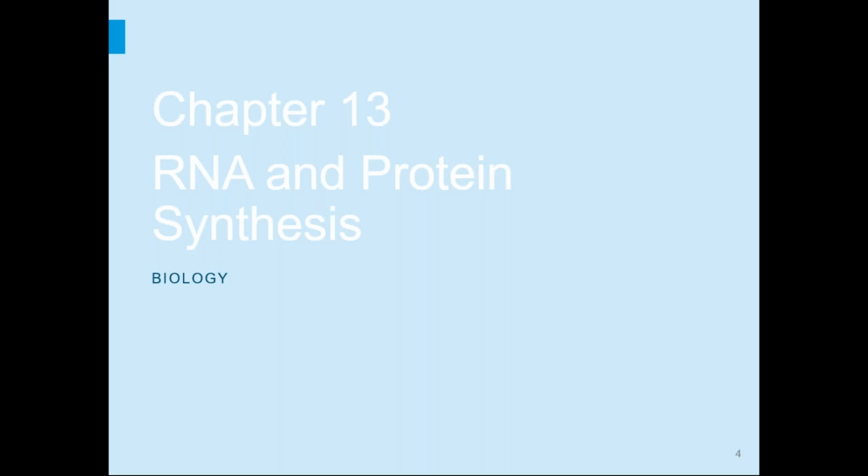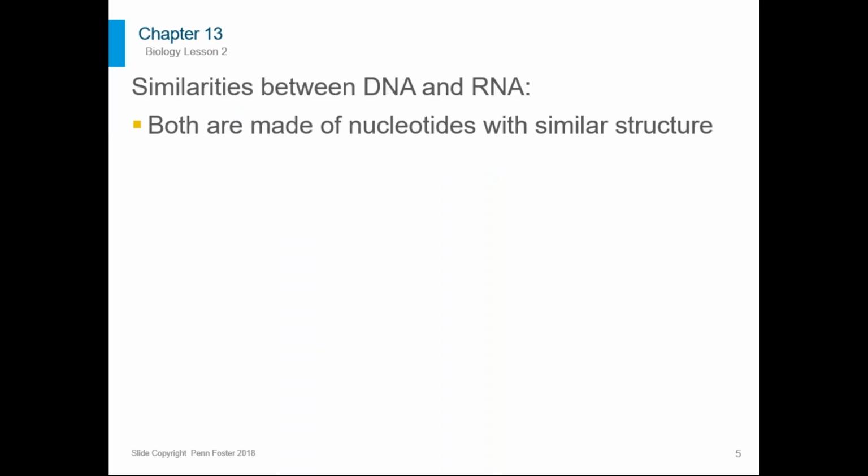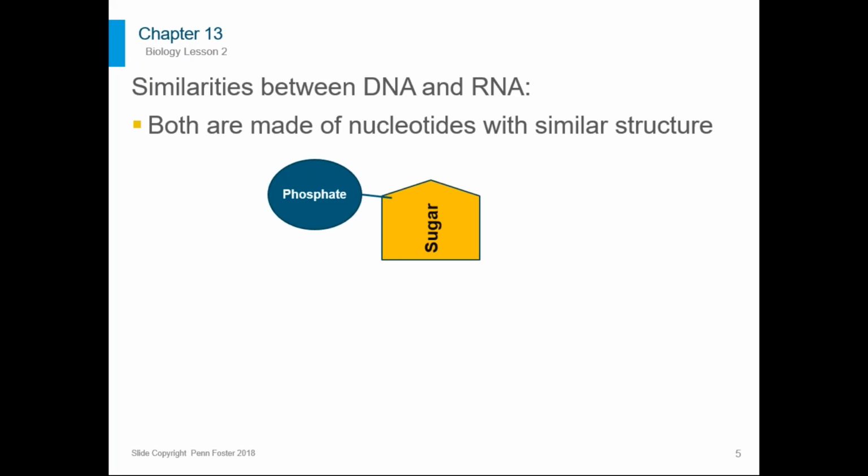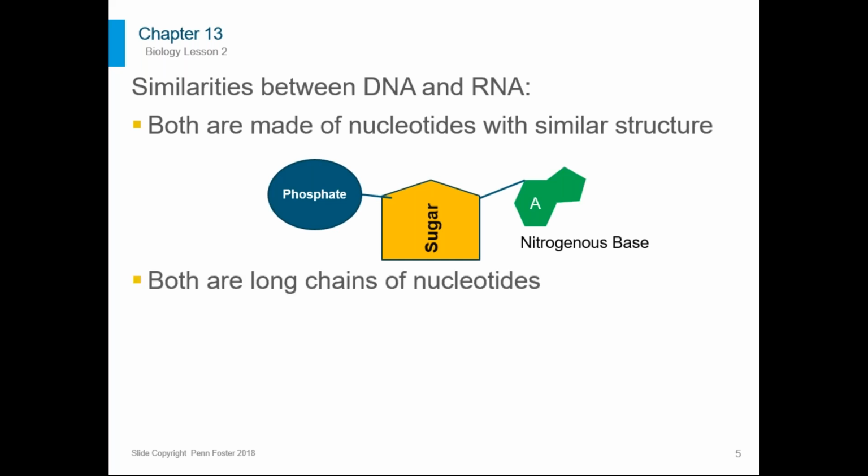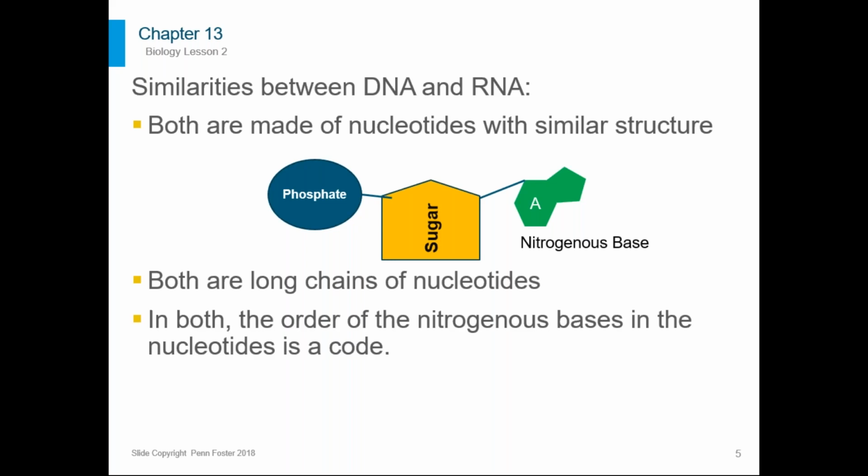So our last chapter was all about DNA, and this is about its partner, RNA. So first, let's go over what it is and how it's similar to DNA. Both DNA and RNA are made of long chains of nucleic acids. They have nucleotides, which have a similar structure. You've got a phosphate and a sugar, and that makes the backbone of the DNA and the RNA. And then a nitrogenous base that's hooked to one side of it. And the nitrogenous base is where the code is in the DNA and the RNA.